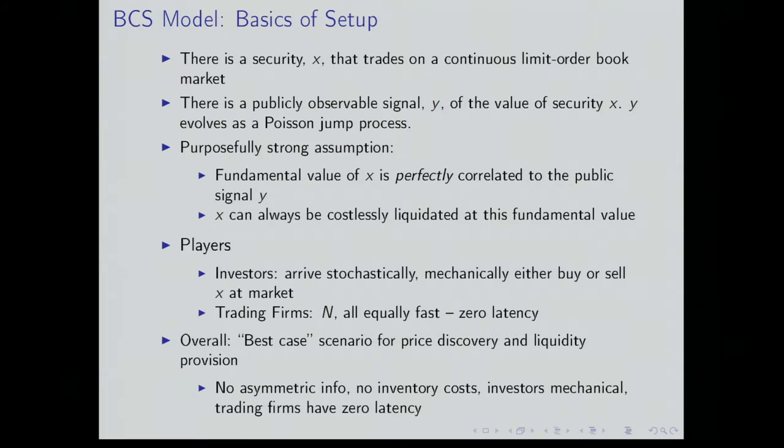There are two types of players in this model, investors and trading firms. Investors are mechanical. They arrive stochastically to market according to some Poisson process, randomly needing to either buy or sell a unit of X. And then there are trading firms. There are N trading firms in the market, and I'm going to assume that they're all equally fast. They all have actually zero latency in this stylized setup.